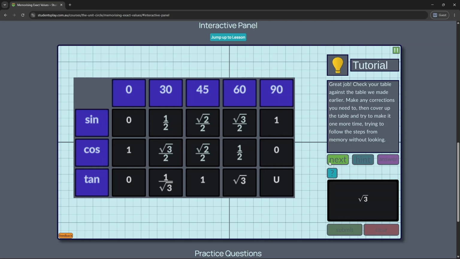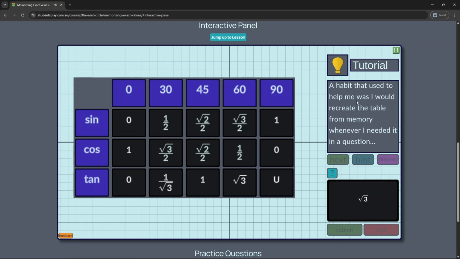Great job. Check your table against the table we made earlier. Make any corrections you need to, then cover up the table and try to make it one more time, trying to follow the steps from memory without looking. You should practice following the steps to make the table from memory at least a few more times before your exam, especially if you notice it's not sticking.